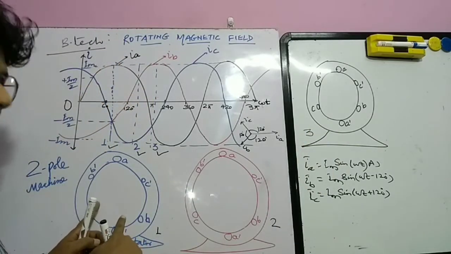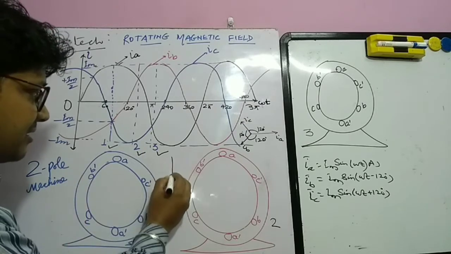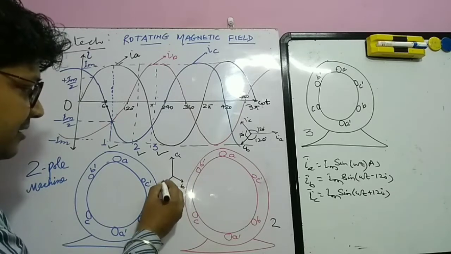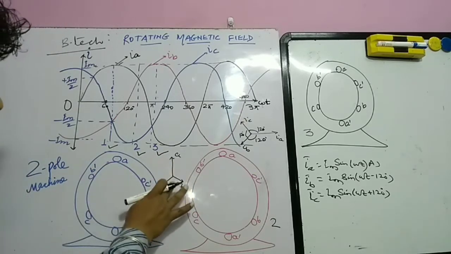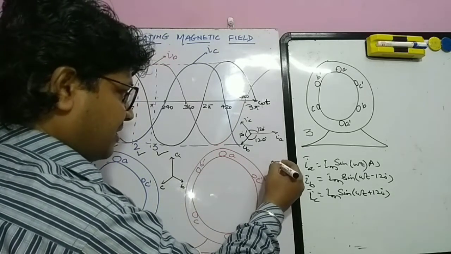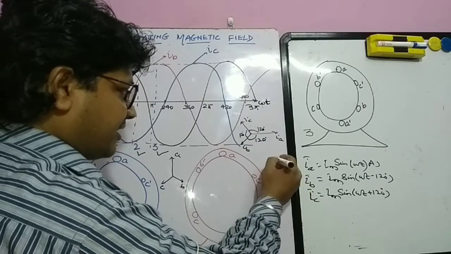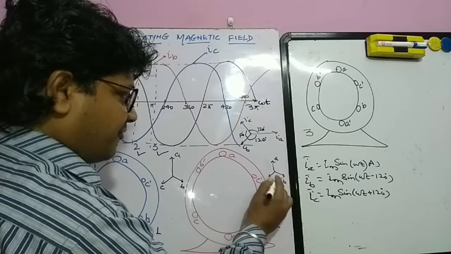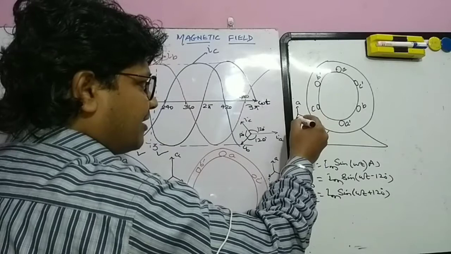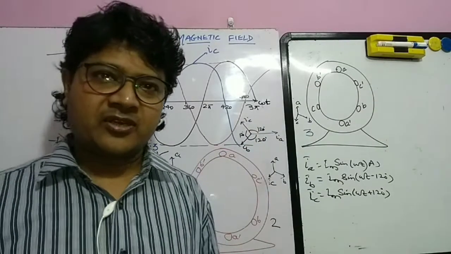This is the stator winding I have taken: phase A, phase B and phase C. This is our winding, A phase, B phase and C phase. The same is the case with IA, IB and IC, also phase A, phase B and phase C, and here also phase A, phase B and phase C. So three windings have been placed on a stator.